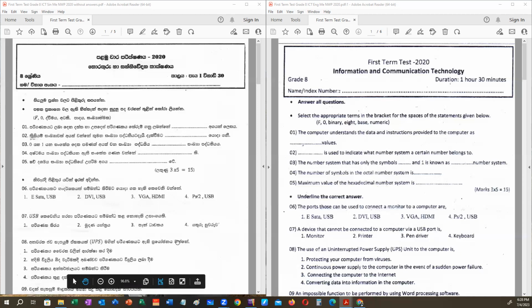Right, number 7. A device that cannot be connected to a computer through a USB port is? Two computers, a monitor, a printer, a pen drive, a keyboard. What is the correct one? Monitor. Yes, the computer monitor cannot be attached to the system unit using USB. Using USB, we can connect a printer, a pen drive, a keyboard, and so many other things. That's really correct. Right, let's move down to number 8.